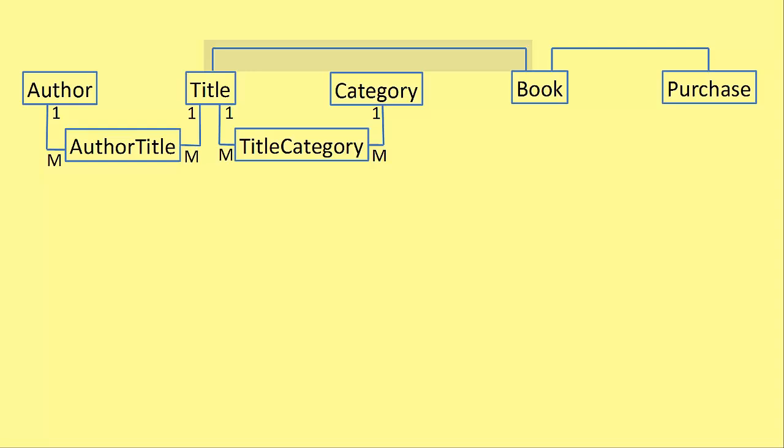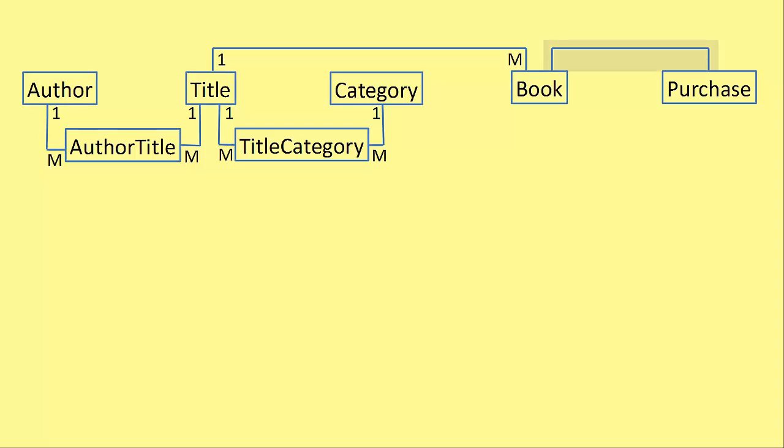Remember, a book is a physical book on the shelf. So we could have several copies of J.K. Rowling's Harry Potter and the Order of the Phoenix. There could be three of these books on the shelf. They all have the same title. So one title, many books. And that's that link.